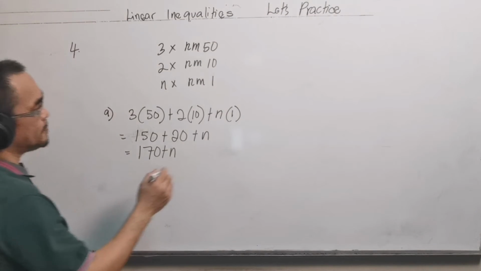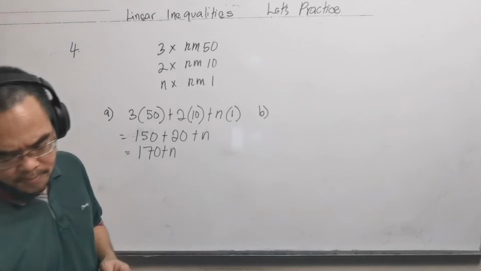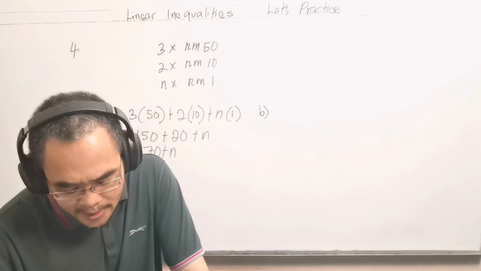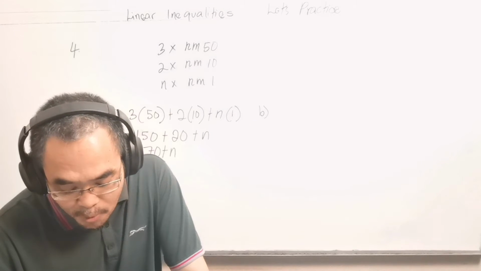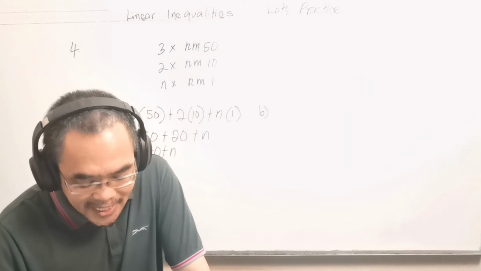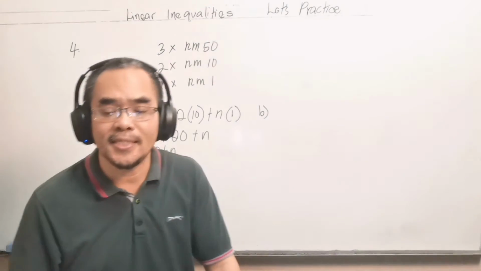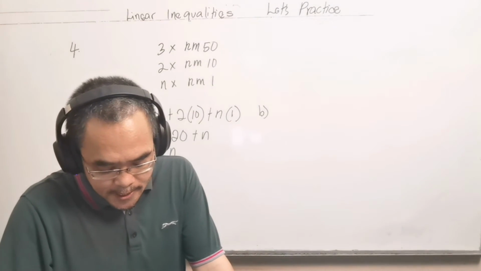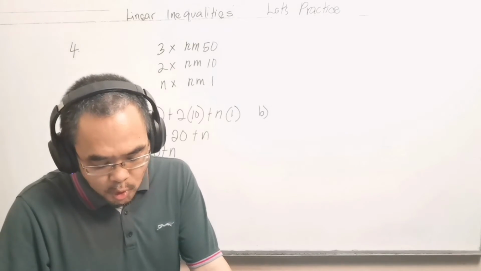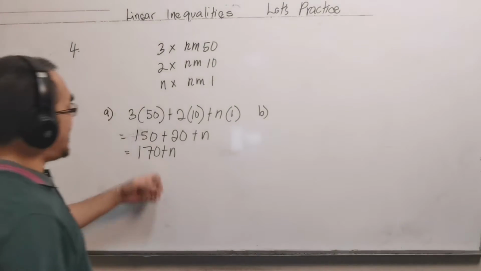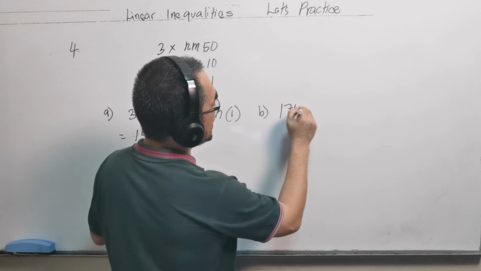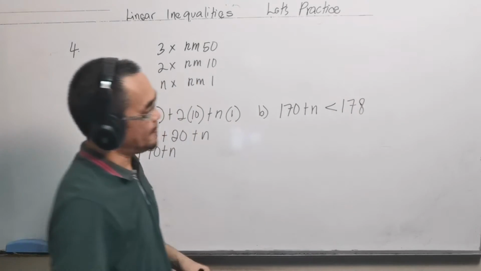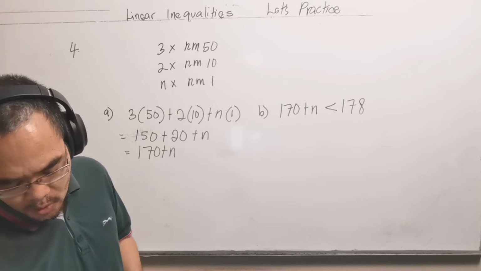And B, if the total amount of money is less than RM178, find the possible values of N such that N is larger than 0. Okay, this is just like the one I showed you, question number 3 just now. The total amount is less than 178. So we say 170 plus N less than 178. Find the possible values of N.